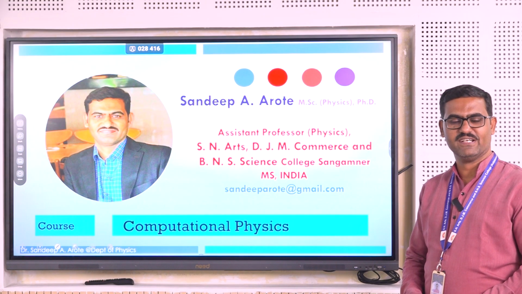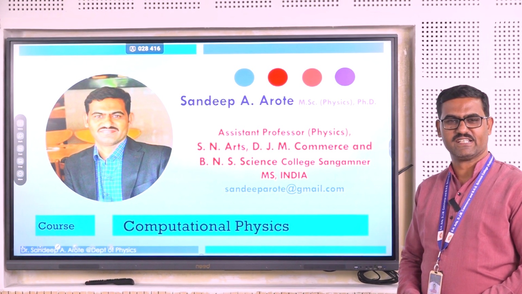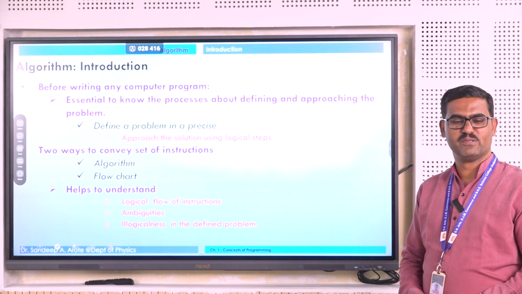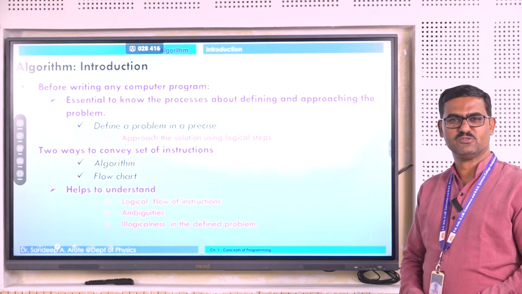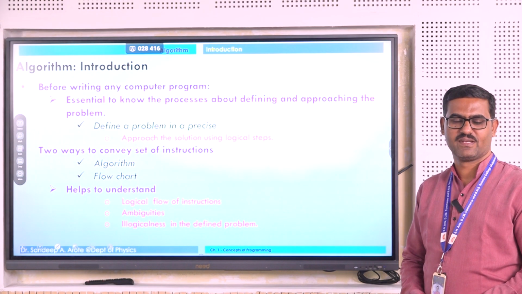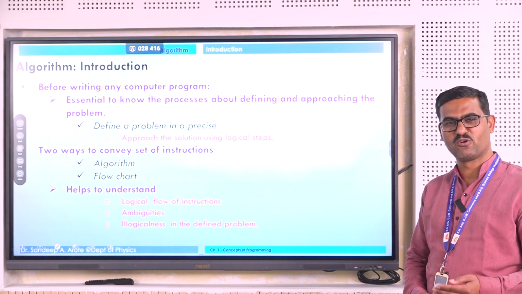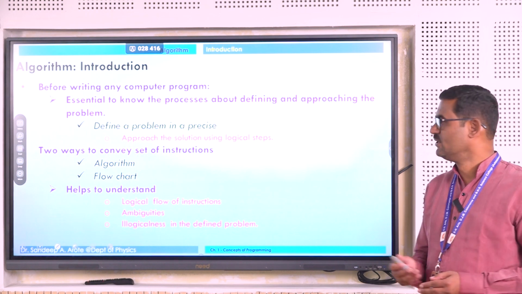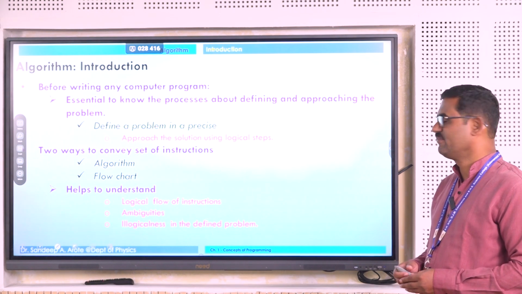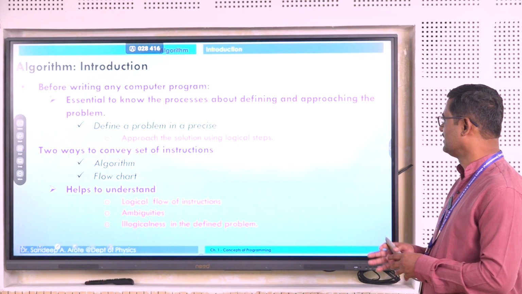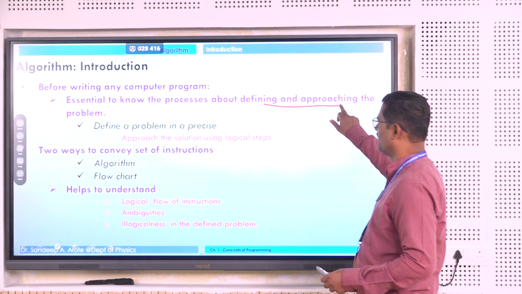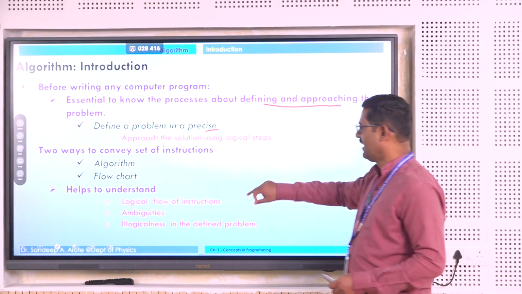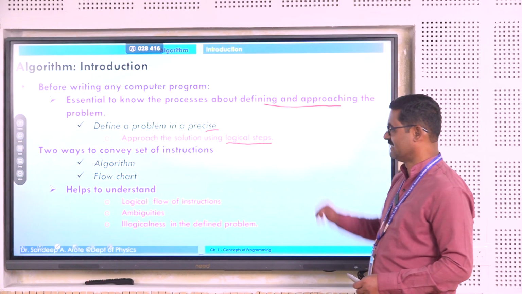In this class we will learn the basic requisites required to understand the problem. Now to feed a problem to the computer, we must give some logical inputs to the computer. And before giving logical inputs to the computer in the form of a program, first we should understand what the problem is. So before writing any computer program, it is essential to know the process of defining and approaching the problem. What it means? It means define your problem precisely and approach the solution of the problem with logical steps.